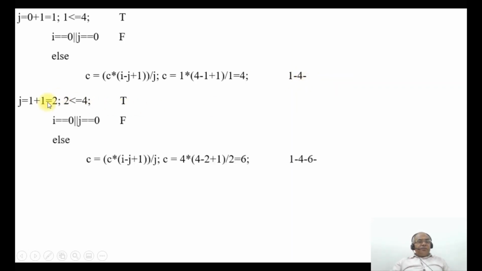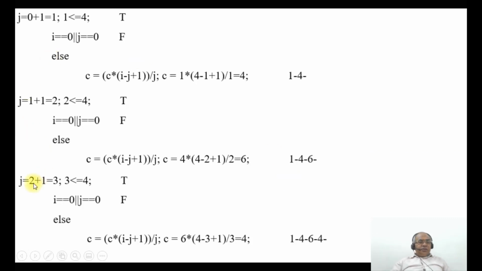Then the j value becomes 2, 2 is less than or equal to 4, the condition is true. So it's false, it goes to the else, and the previous value of c is 4, into the I value 4, j value 2, plus 1. 4 minus 2 is 2, 2 plus 1 becomes 3, 4 into 3 is 12, 12 divided by 2 is equal to 6, and it takes the value of 6 and gives 1 space. Then j is equal to 2 plus 1, it becomes 3, 3 is less than or equal to 4, its condition is true.